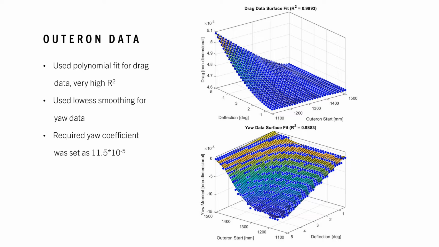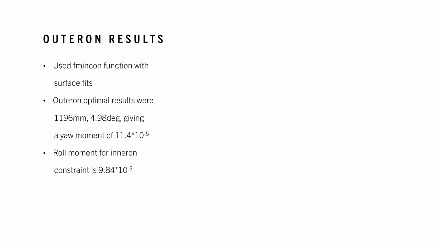And this was produced in previous research as the approximate amount of yaw that would be required for controlling the aircraft. So for the optimization of the outeron size, I just used the fmin_con function, feeding in the surface data that I generated previously, and I found that the optimal point for it was at 1196 millimeters and almost 5-degree deflection, which gave the required yaw moment within the constraint tolerance.